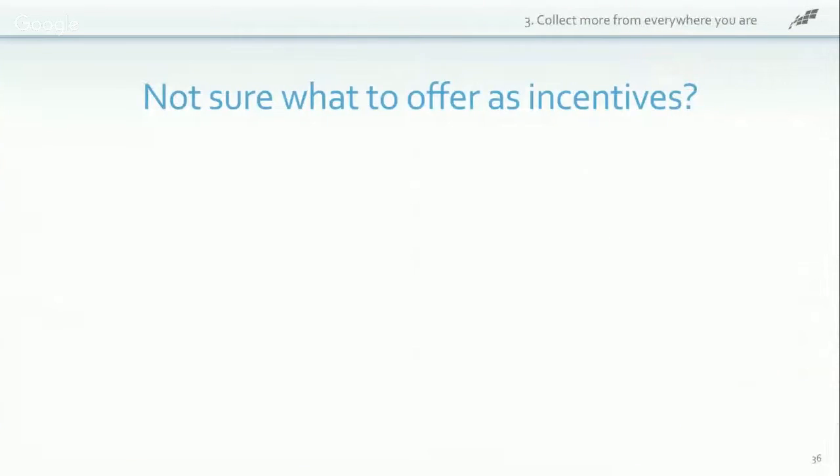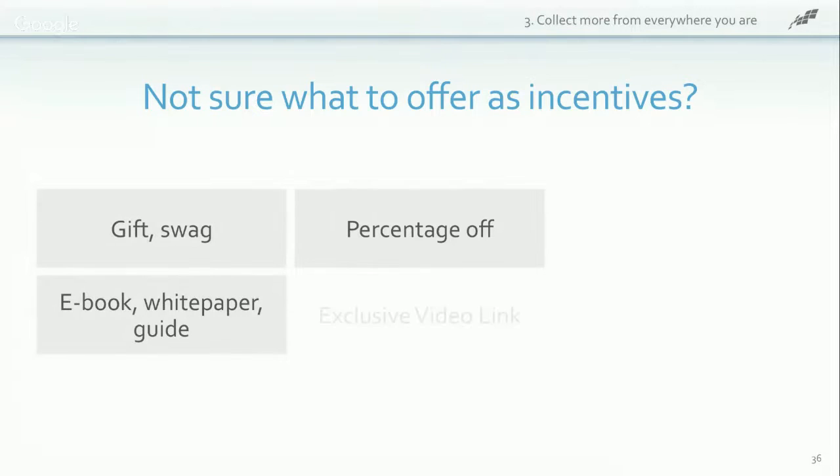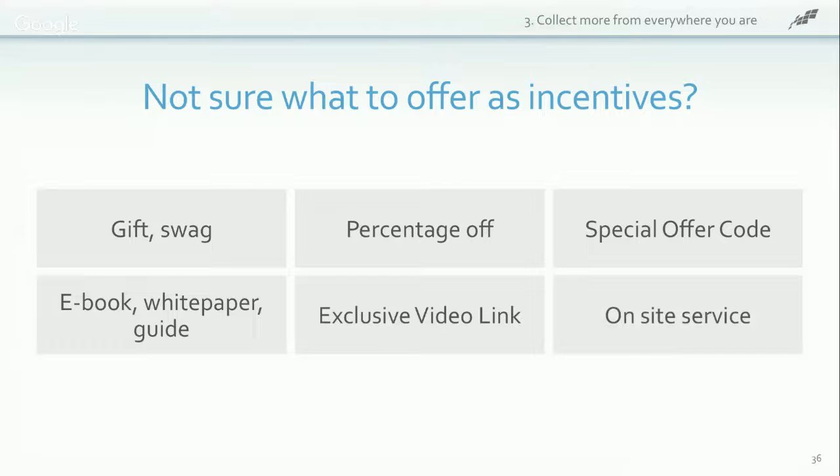If you're not sure what to offer as incentives, here's a bunch of options. You can do a swag bag, or ebooks and white papers. You can offer a percentage off for the first click with a coupon code that you'll get as an exclusive member of the email marketing list, an exclusive video link with a special demo or training, a special offer code, or on-site service. Again, give them a reason to take that next step, and they'll be much more likely to do so.